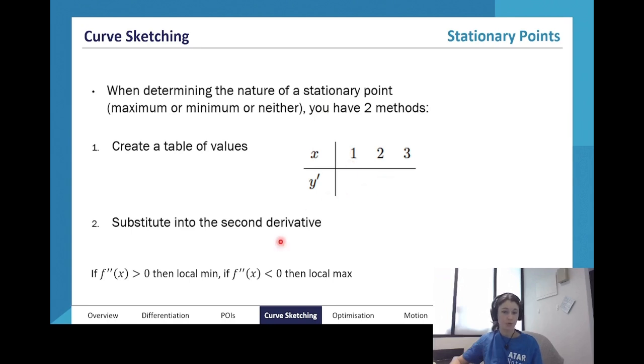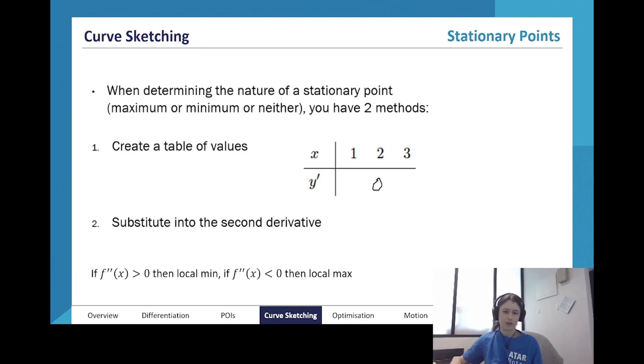What you're going to be doing here is you're going to pick an x value on either side of your point where the first derivative equals 0. So here we're going to say that it's occurring at 2. And then you're going to check the value, whether it's positive or negative, of the derivative on either side. And this is going to tell you the nature of the stationary point.